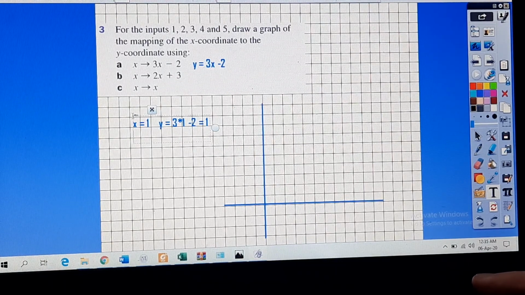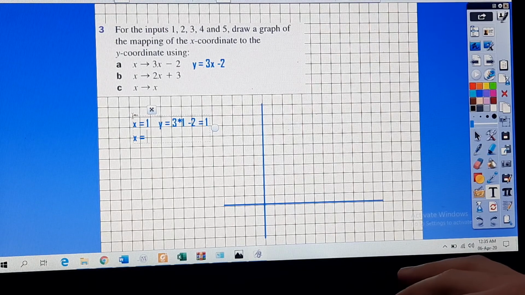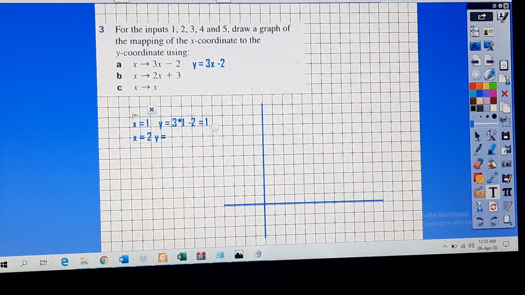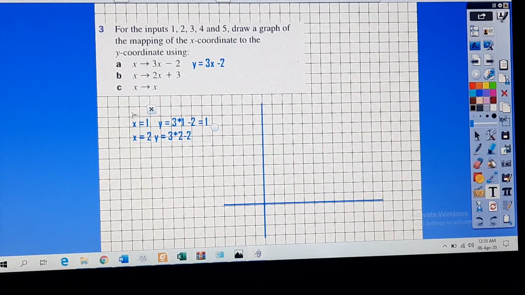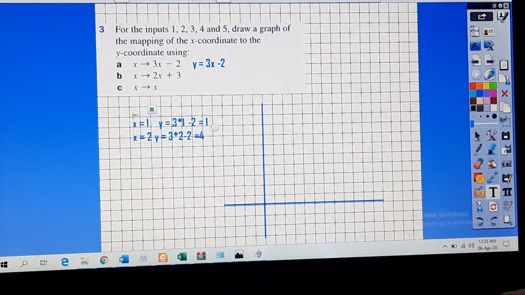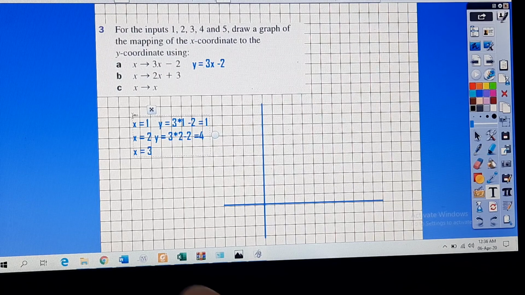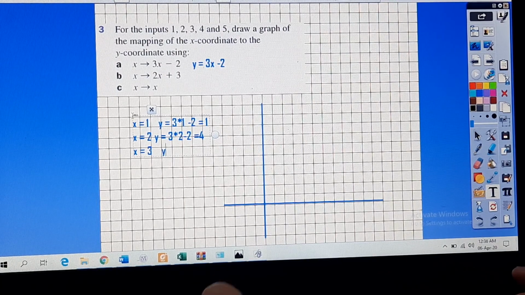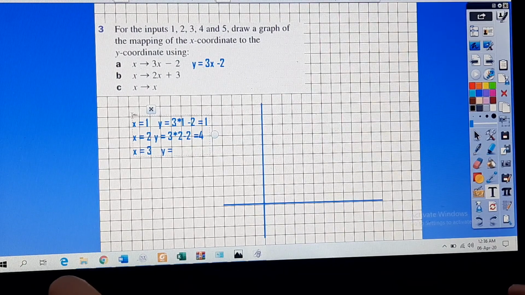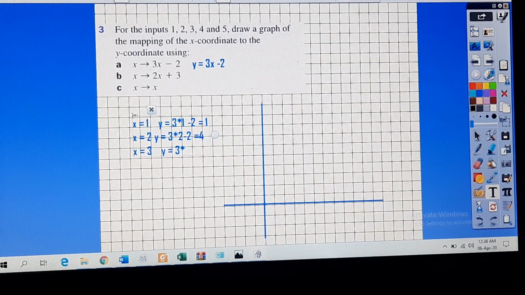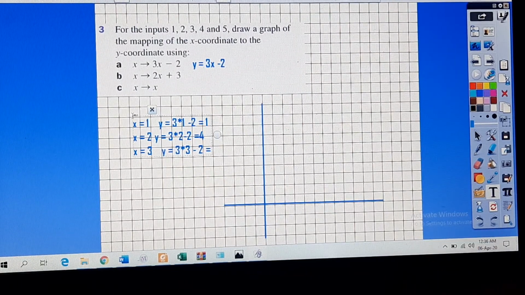In the same way, we can continue. If x is equal to 2, then y is equal to 3 times 2 minus 2. 6 minus 2 is equal to 4. In the same way, if x is equal to 3, y is equal to 3 times 3 minus 2. So 9 minus 2 is equal to 7.